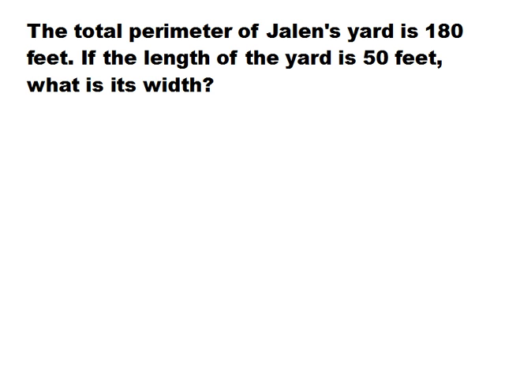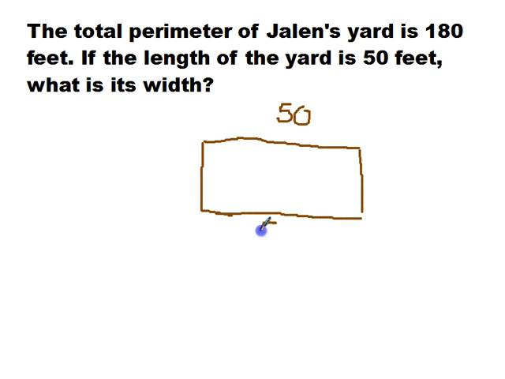The total perimeter of Jalen's yard is 180 feet. If the length of the yard is 50 feet, what is its width? Okay, well, he's got a big old yard. And this side's 50, which makes this side 50. And together, it all comes up to 180. Okay. Well, we know that 50 plus 50 is 100, so that's nice and round. But I don't know the width of one side or the width of the other side.